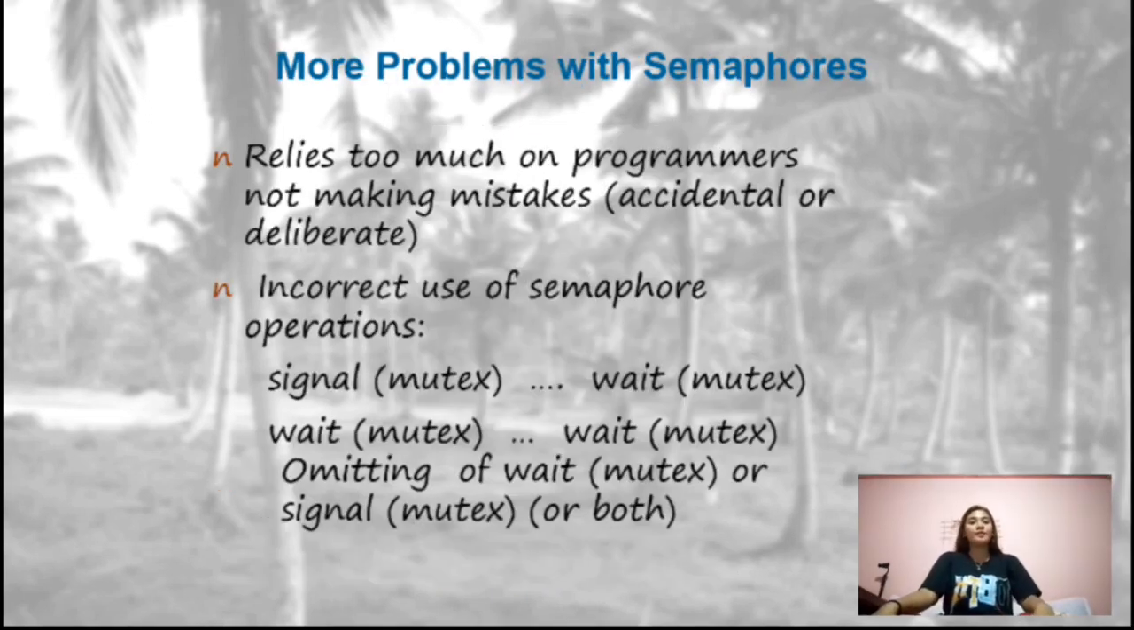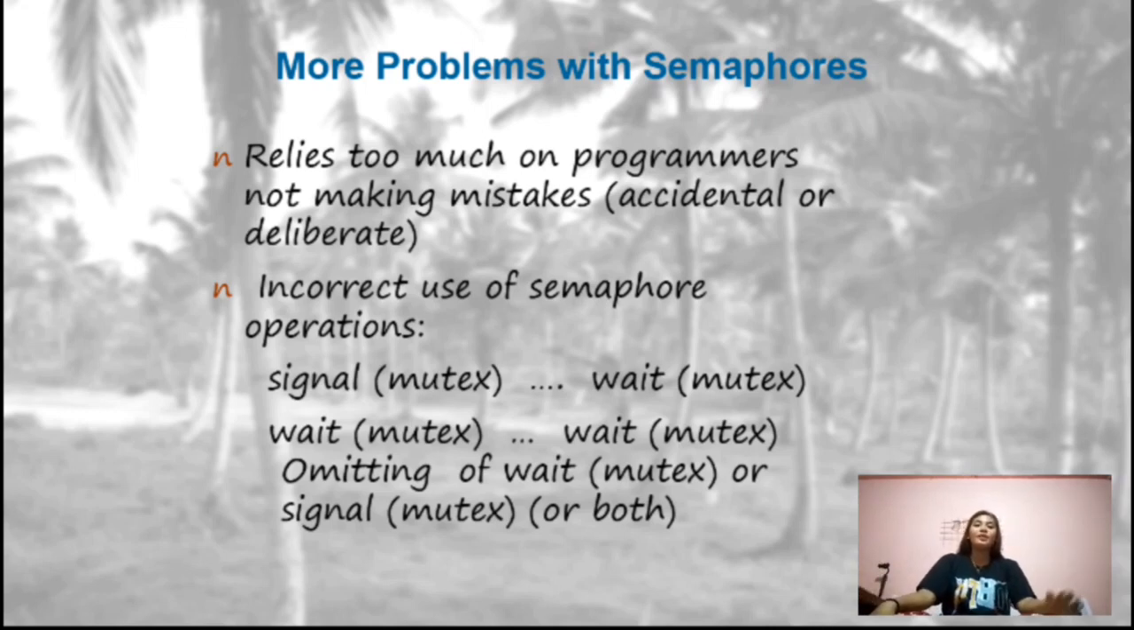Next, there are more problems with semaphores. They rely too much on programmers not making mistakes, and accidental or deliberate incorrect use of semaphore operations. As you can see, this is signal and wait, omitting wait(mutex) and signal(mutex) or both. So these are the other problems of semaphores.